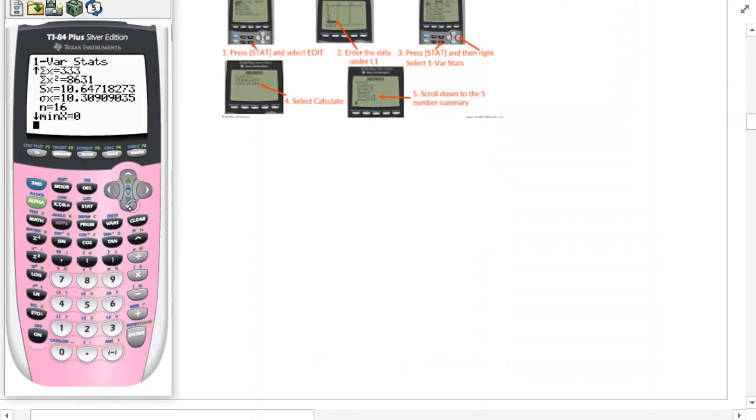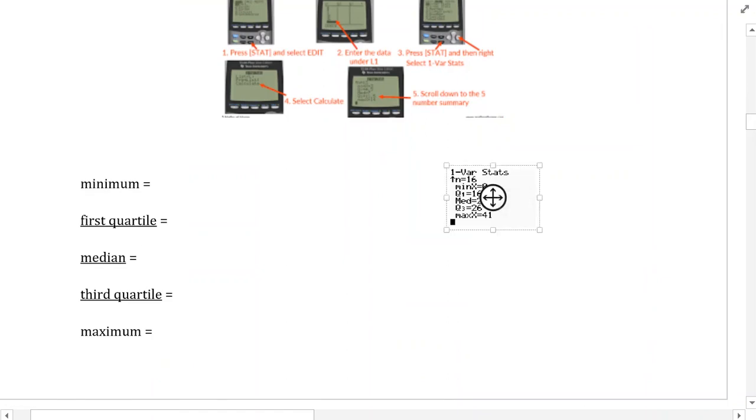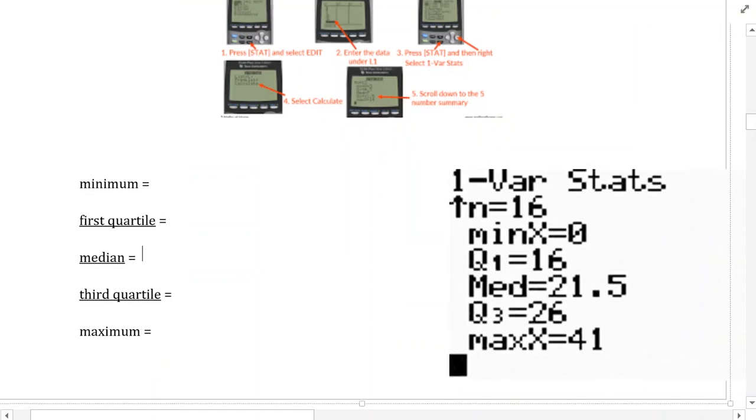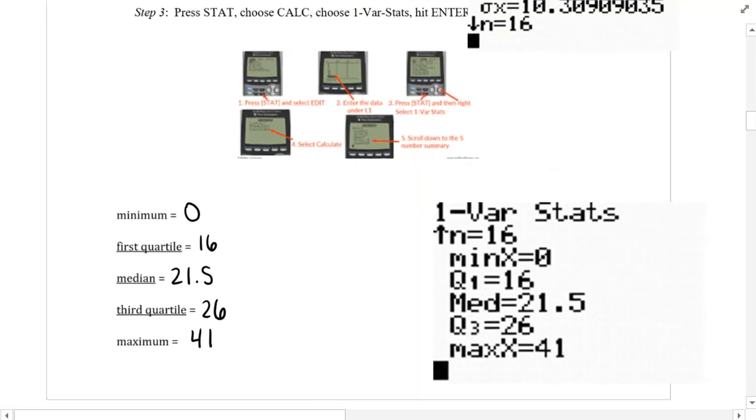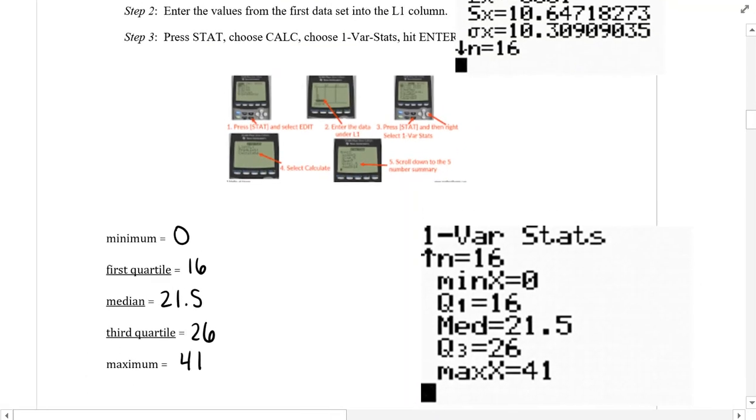Now if I hit down, you can see I've got more stuff on the bottom there. There's our 5-number summary. I have a minimum of 0, a first quartile of 16, a median of 21.5, a third quartile of 26, and a max of 41. Okay, so there's our 5-number summary.